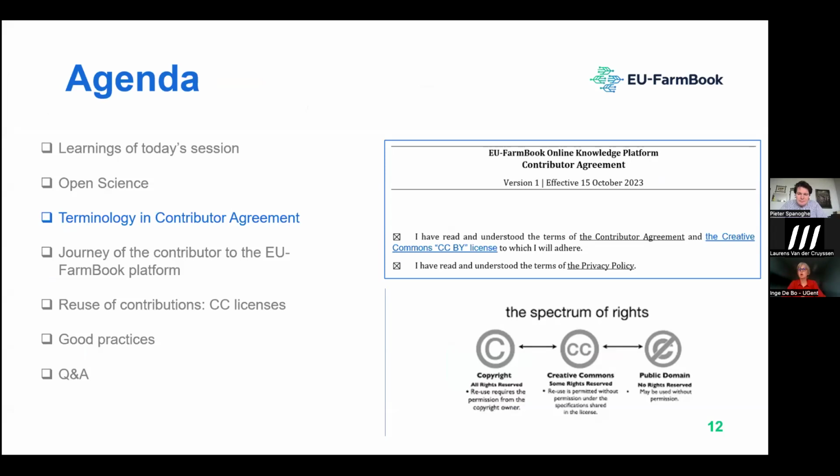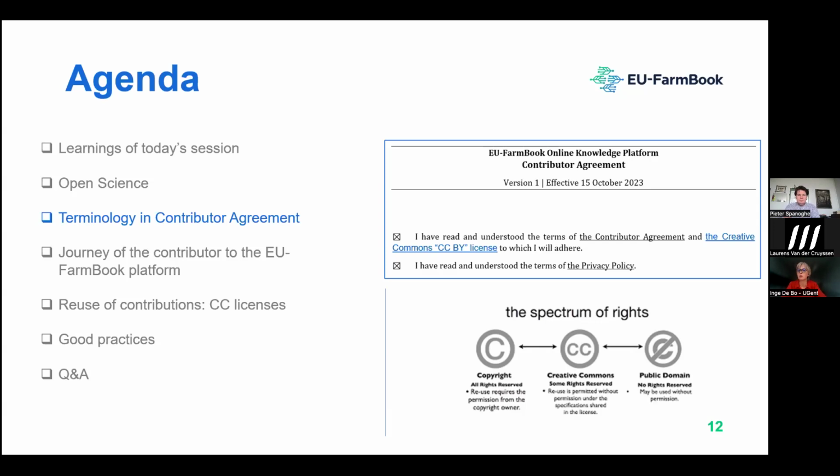Now, let's have a closer look at the contributor agreement. We have a simplified contributor agreement of only 3 pages. The first page is a very easy one, that's the one you see on the right side, and we have 2 sentences. You have to read and understand the terms of the contributor agreement and the license to which I will adhere, and I have read and understood the terms of the privacy policy. By clicking on these 2 boxes, you agree, this is the moment you have signed, and you can go for the contribution.